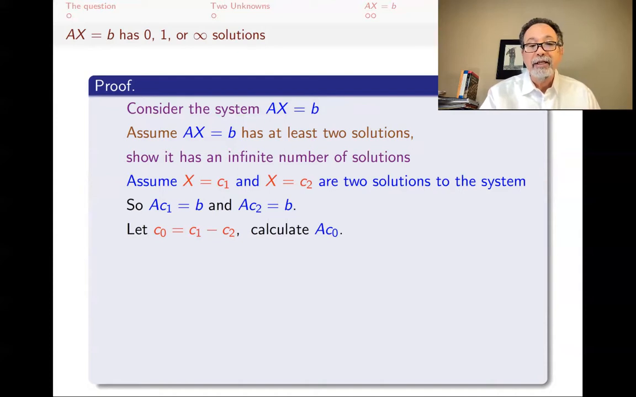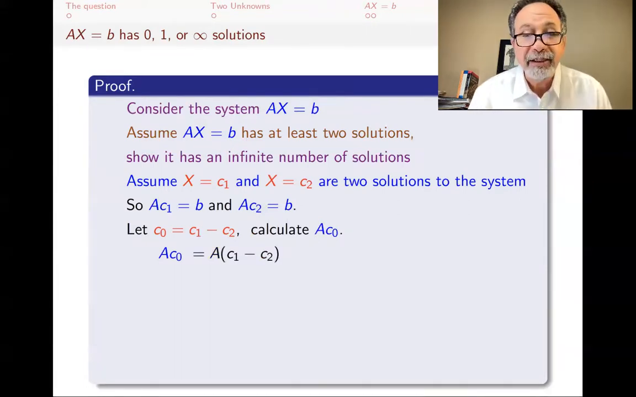So let's see what we get. A times C0, what am I going to do? Well, C0, what is that? It's C1 minus C2. So I have A times (C1 minus C2).